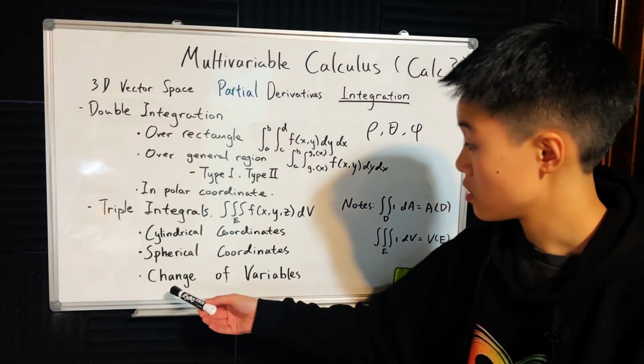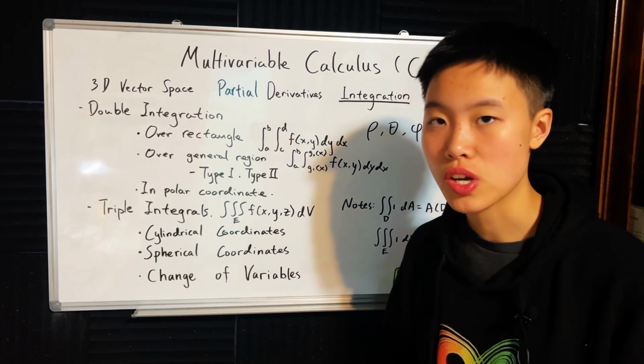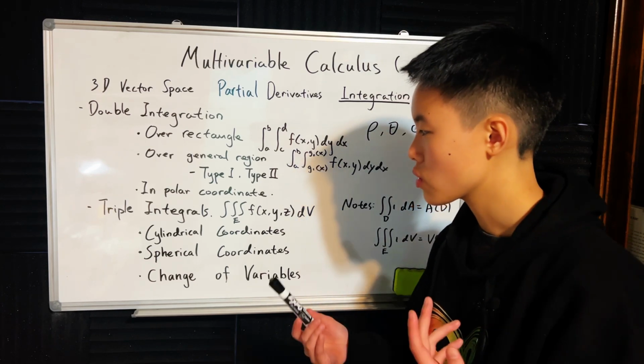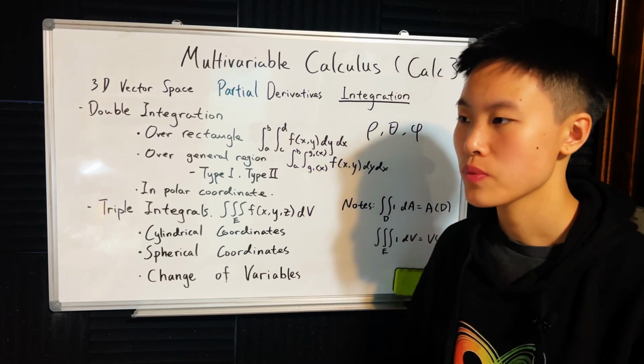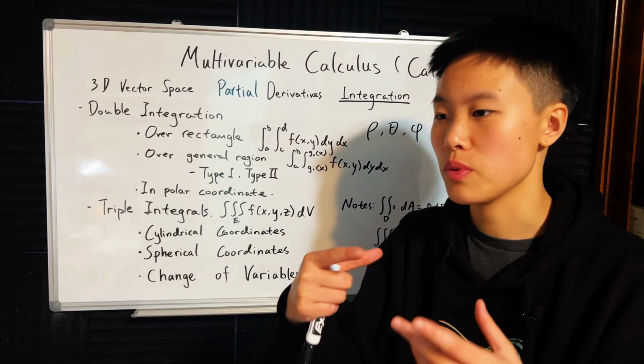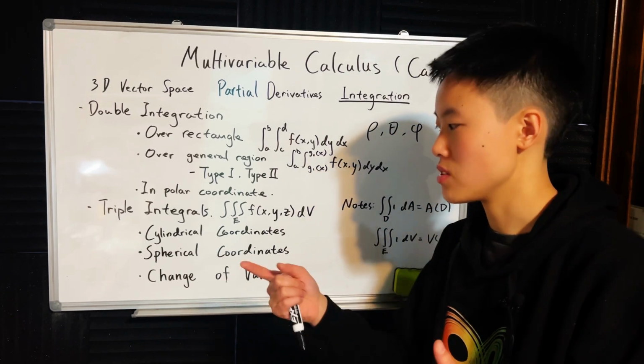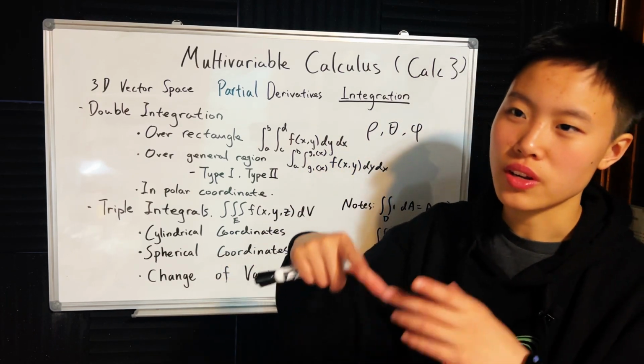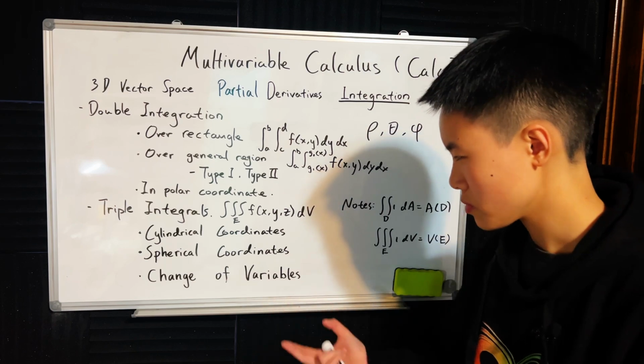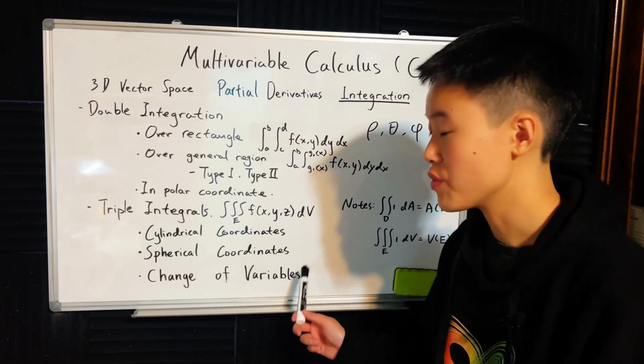And then lastly, we're going to look at change of variables, basically changing into whatever coordinates are convenient to you. So you can make, for example, a trapezoid in x, y, and z into a square in your new coordinates by change of variables.